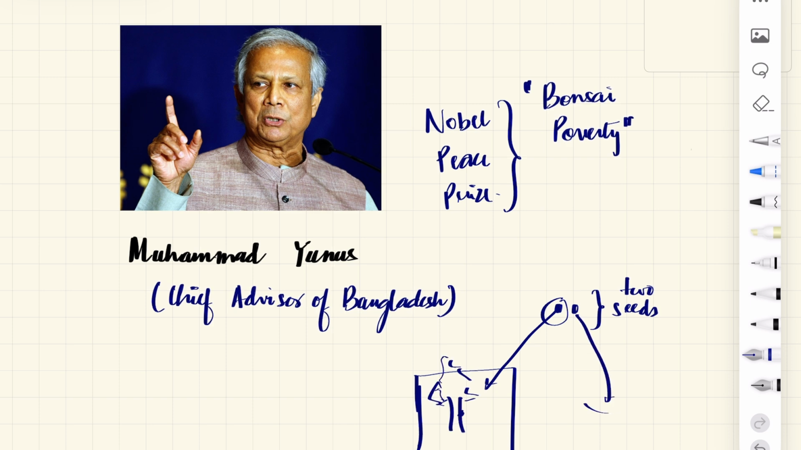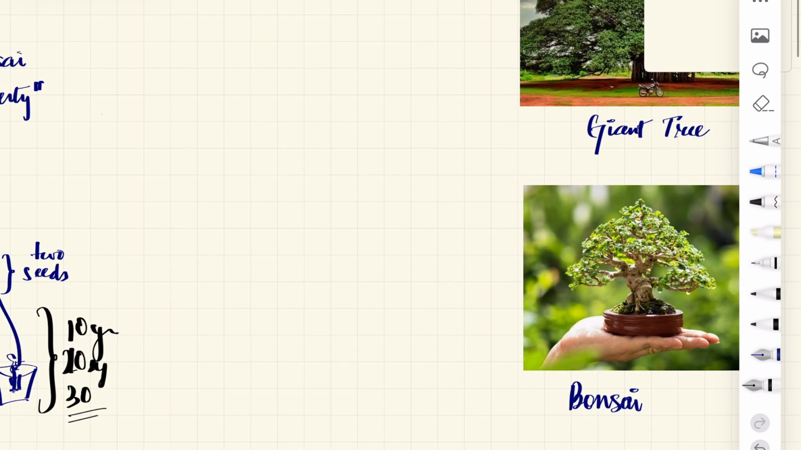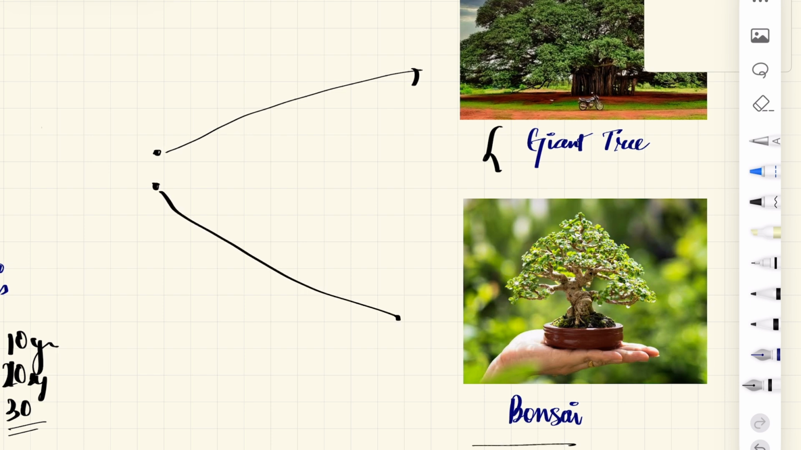But also, if I put it in a small pot that we keep in the garden for decoration, this also will be growing. But the question is, after 10 years or 20 years or maybe 30 years, what's going to happen? Whether the tree is going to grow and mature properly or not. That's the question. So he explained it. The seed planted in the big land grows as a giant tree, and the seed planted in the pot becomes a bonsai. So this is called bonsai.